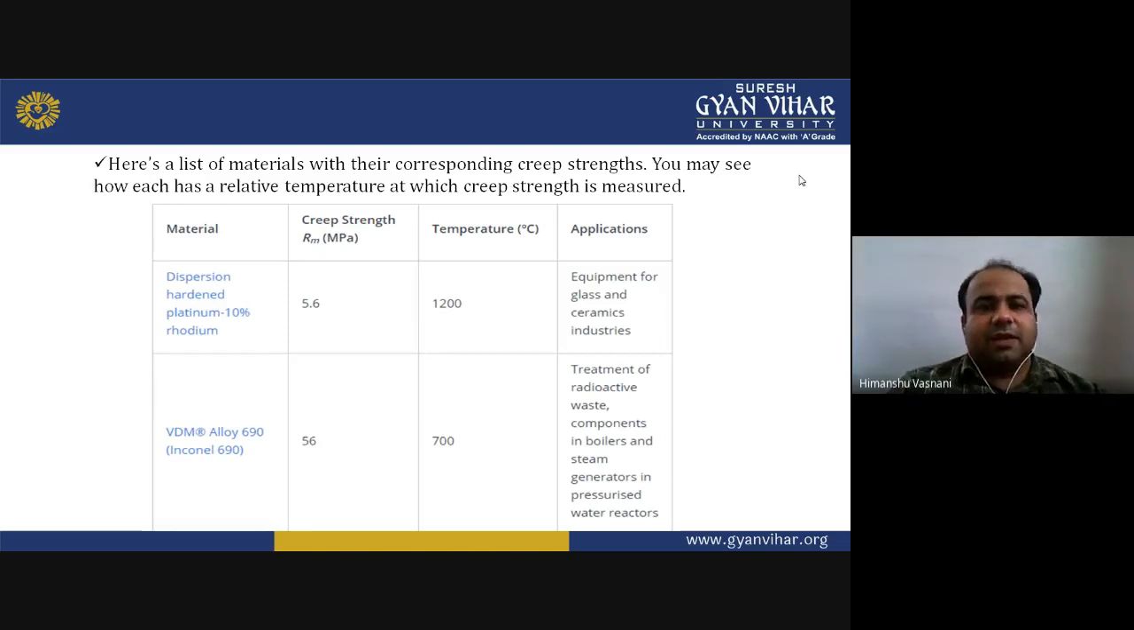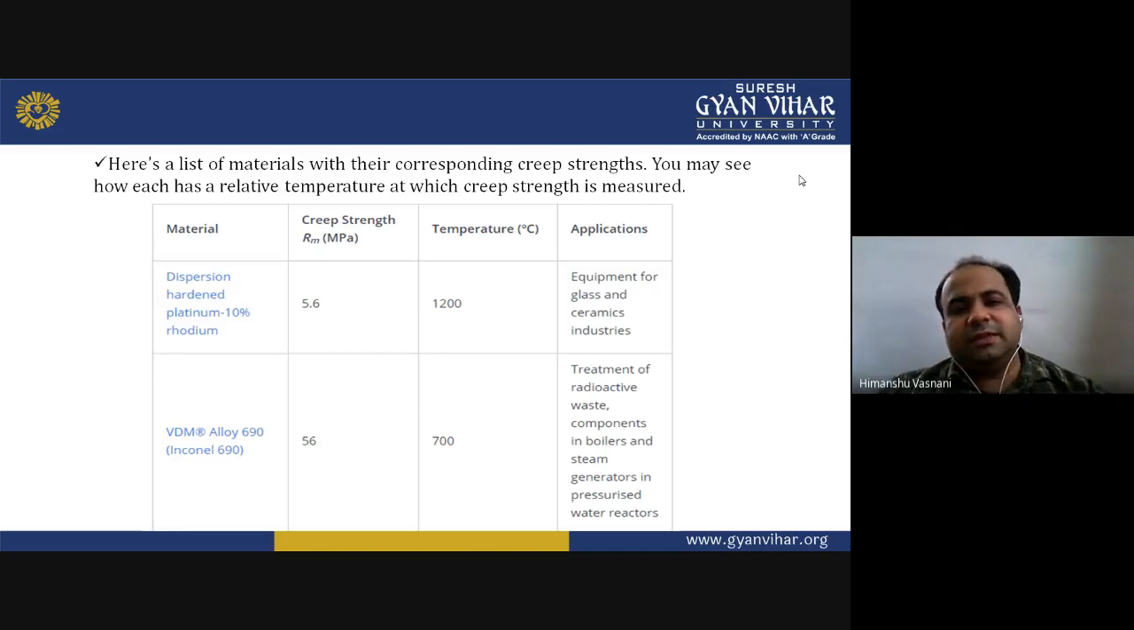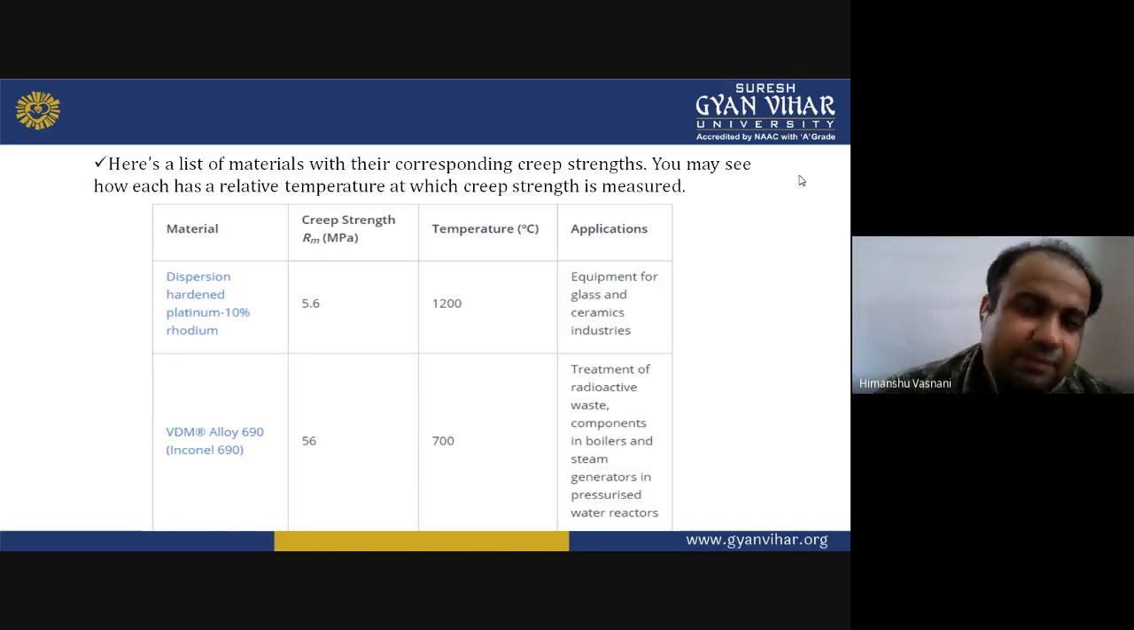For example, if you go with the material dispersion hardened platinum 10% rhodium, which is the technical name of the material, here you can see the creep strength is 5.6 and the temperature is 1200 degrees centigrade, and the applications are equipment for the glass and ceramic industry.